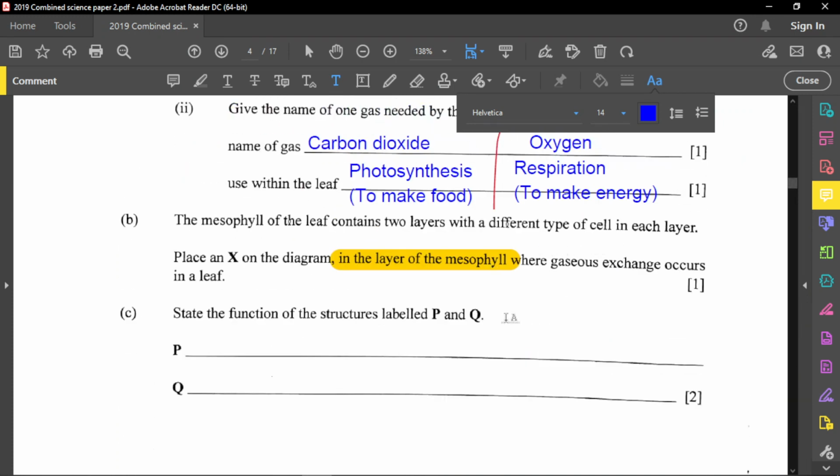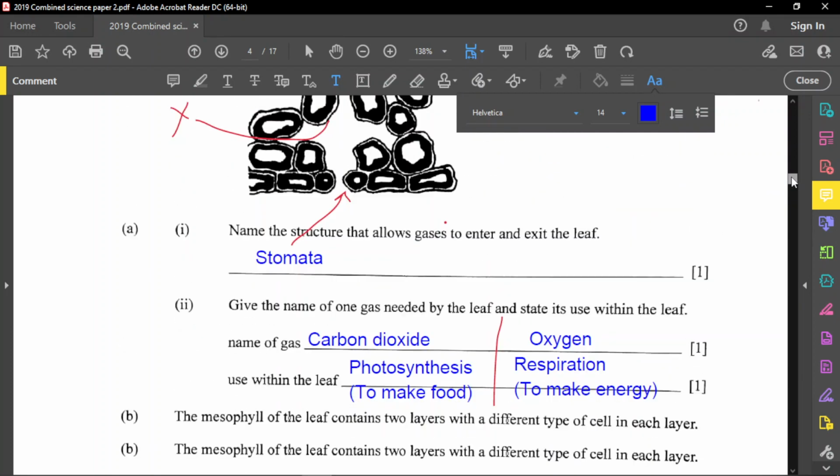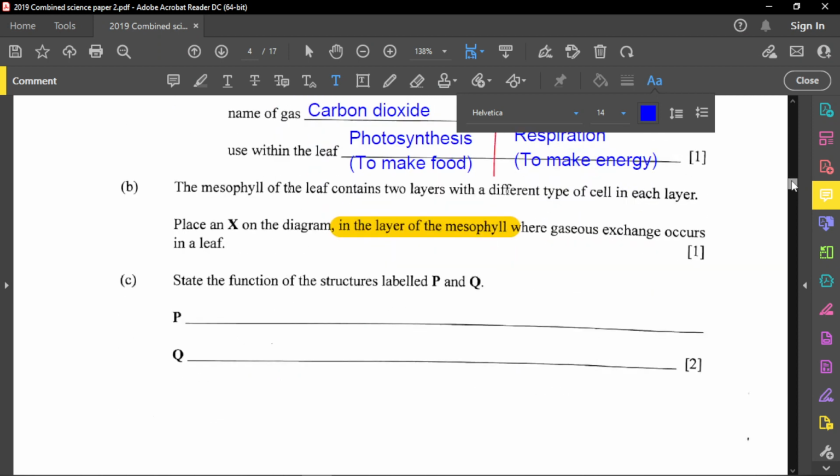The reason I'm pointing this out is because generally when you talk about gaseous exchange, you talk about the stomata. But this question is very specific because it said in the mesophyll layer. So I just want to point it out.